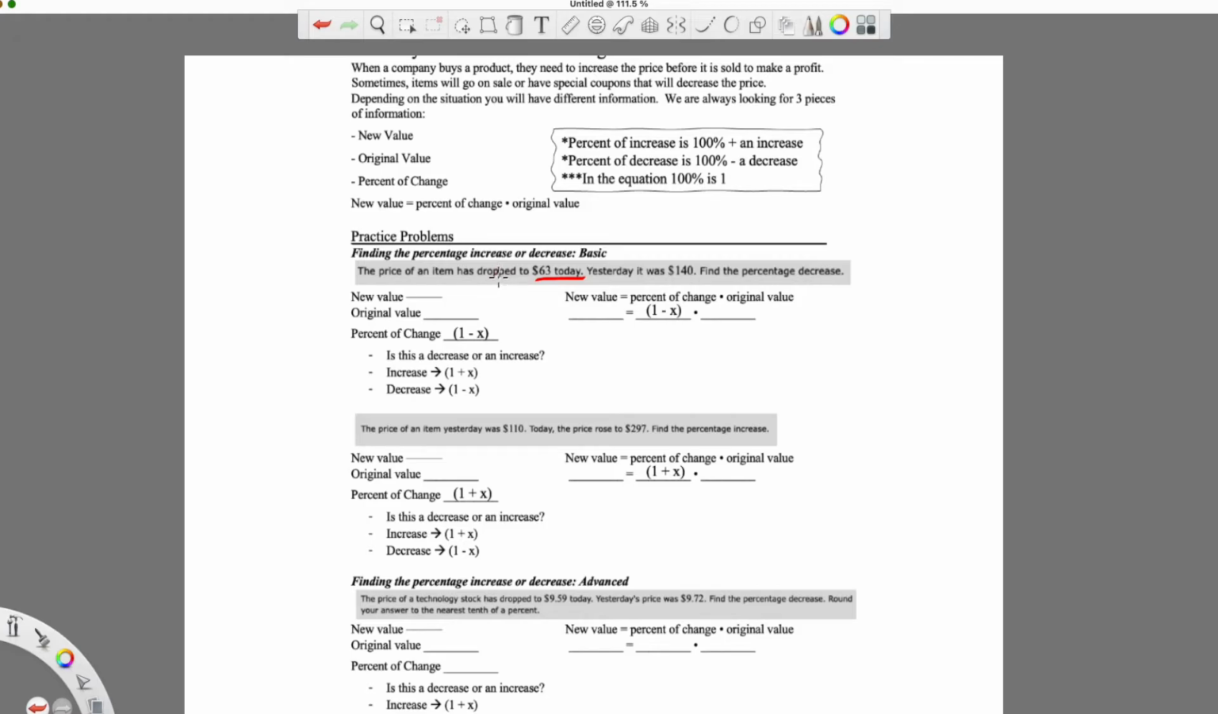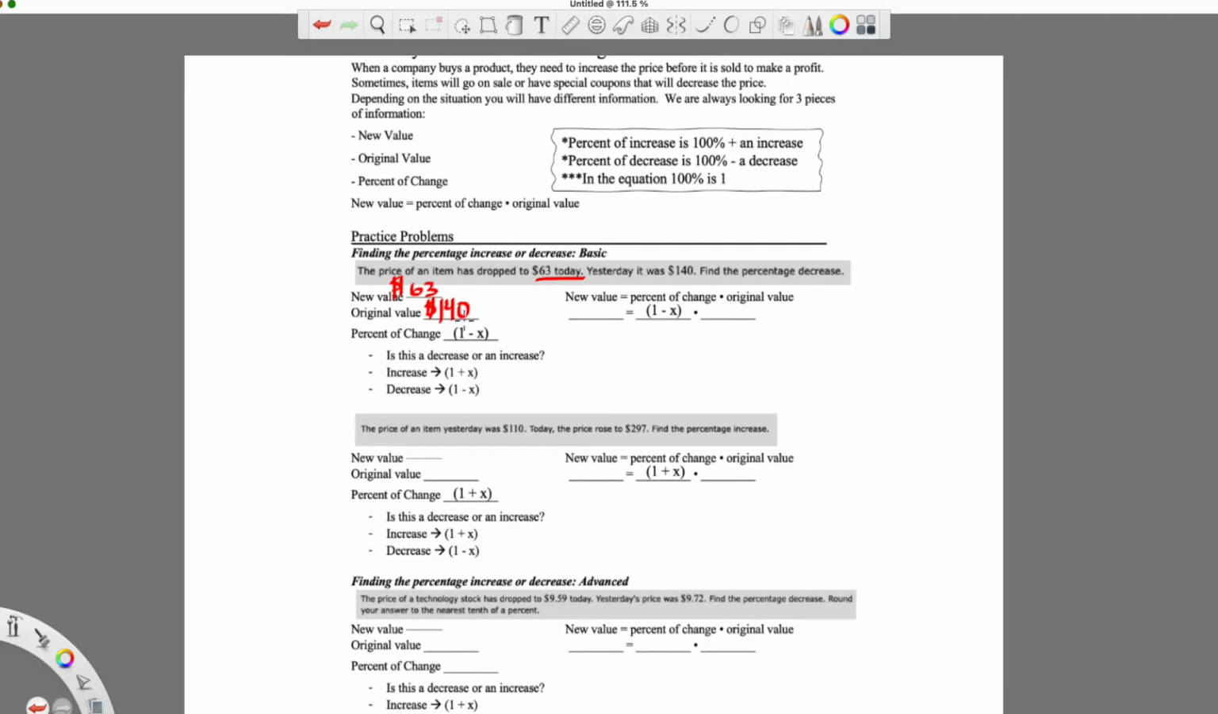And right now, the new price, what I'm going to pay for today, is $63, right? And then yesterday it was $140. Okay, so now I know what it dropped from. It was $140. So that was my original price. So that's a pretty good drop, honestly. That's over half the price of the original price, or $63 from $140.